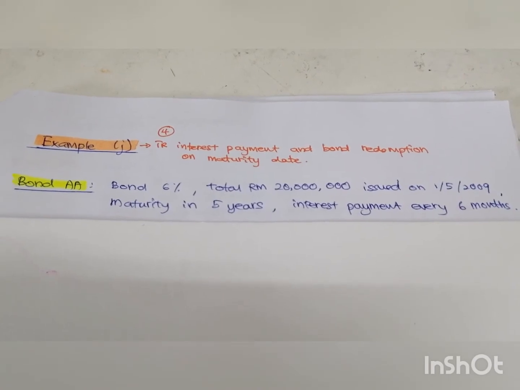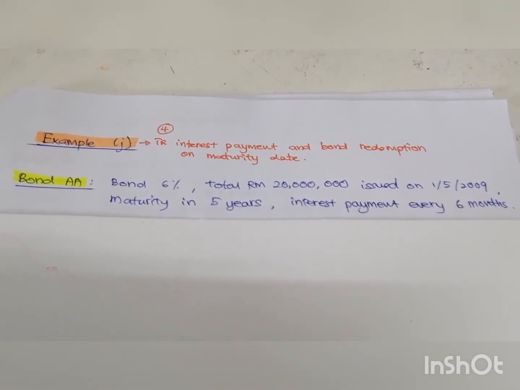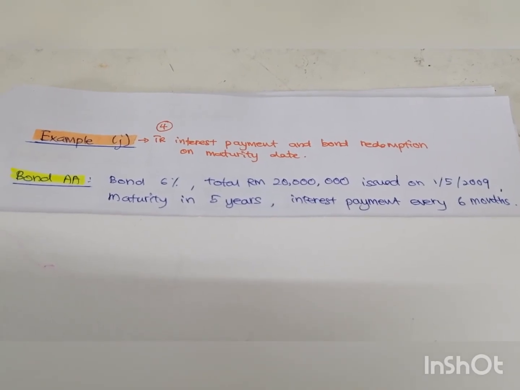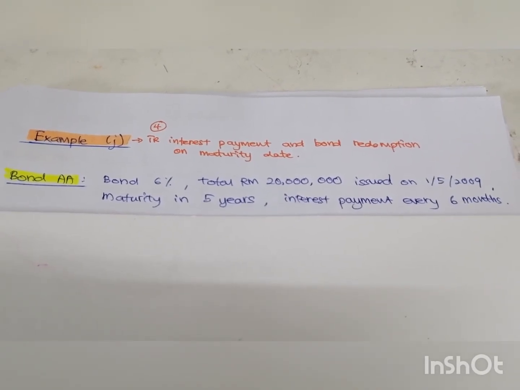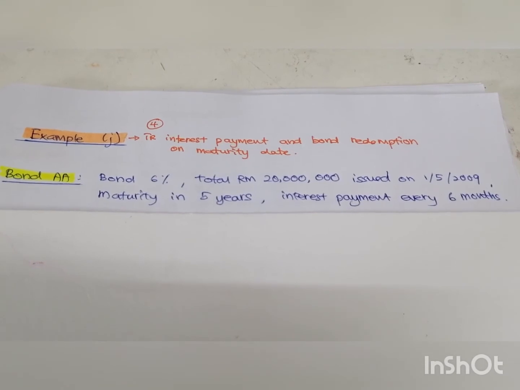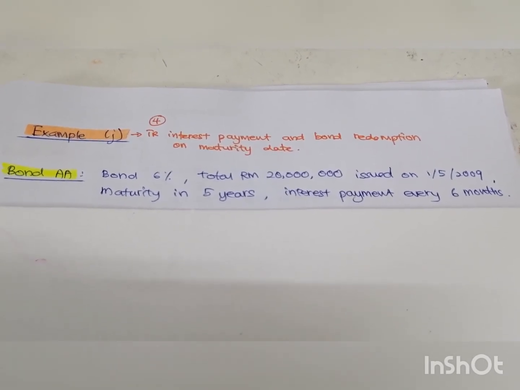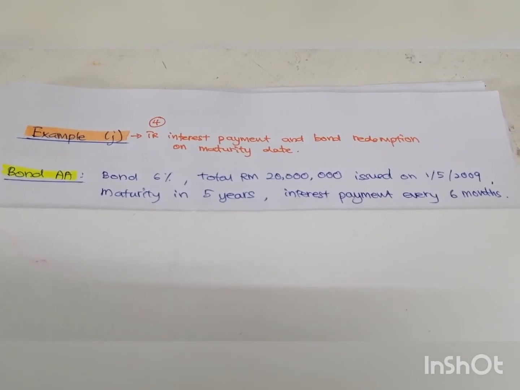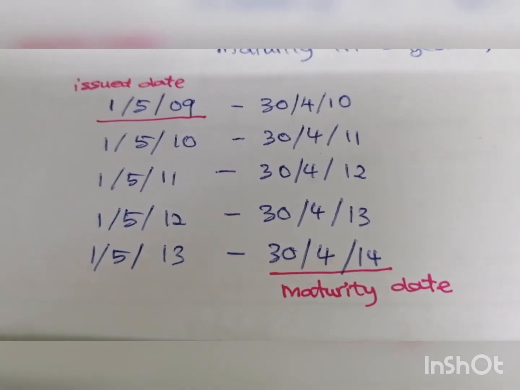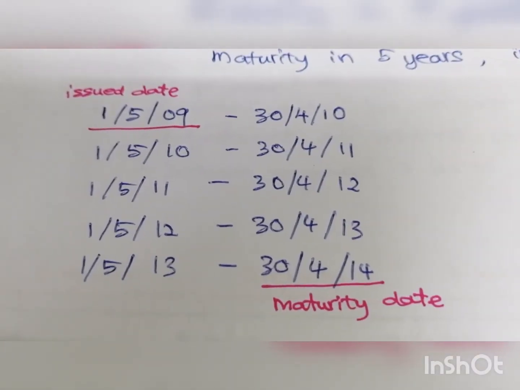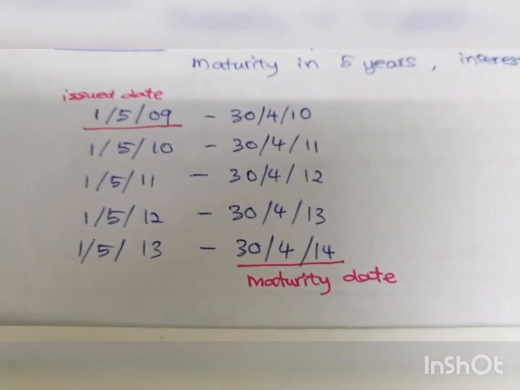So before we do anything, write down the information about the bond AA. Bond AA is bond 6%, totaling 20 million, issued on 1st May 2009, maturing in 5 years, interest payment every 6 months. Okay, next step will be to find out the maturity date for bond AA.